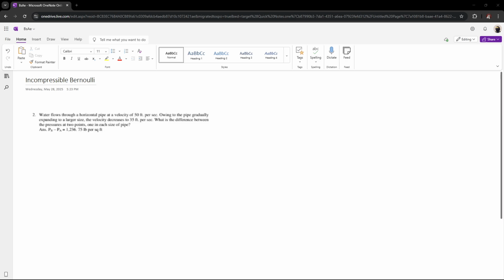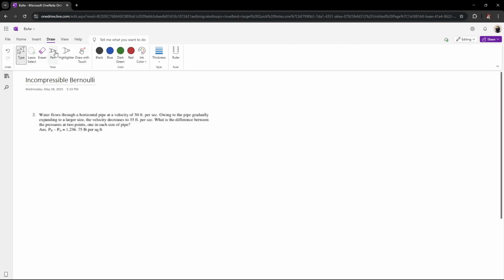So like question 1, we use the same equation. However, for this one, instead of gradually decreasing, it gradually increases. So the figure would be bigger on the other end. Now this will be 1, this will be 2.